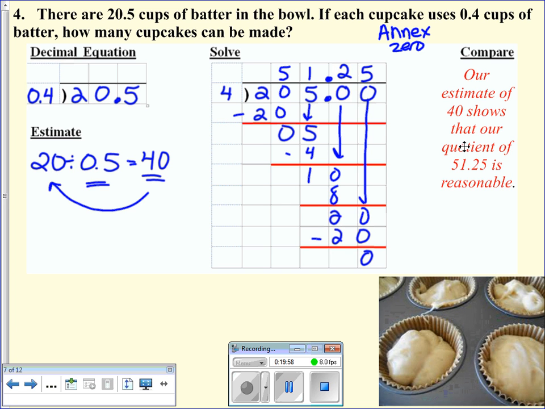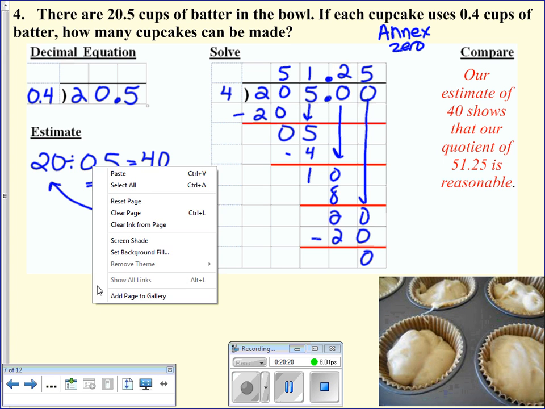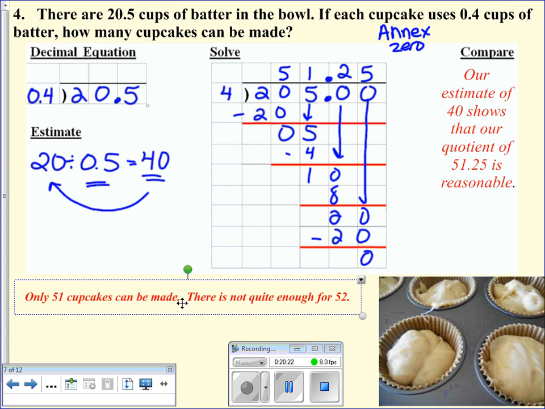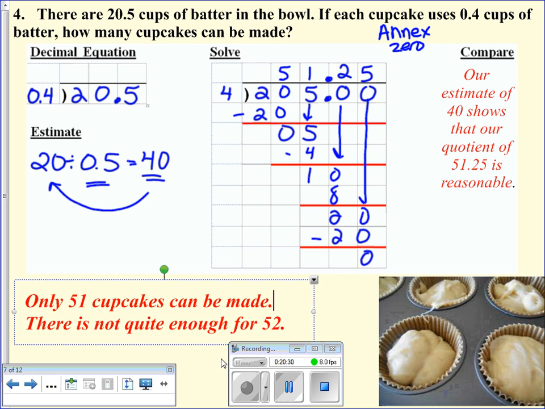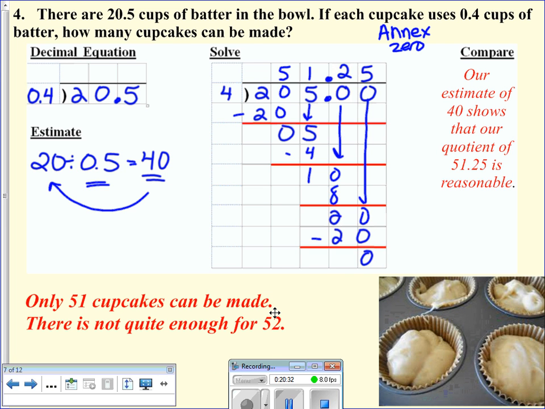But now let's answer the question. How many cupcakes? Can we make a quarter of a cupcake? It probably would burn in the pan because it's so much smaller than the other ones. So how many cupcakes can he make? 51 cupcakes. And then he would have a little bit of batter left over. Not enough for 52. Okay, so you want to think about that with that remainder that's left over. Is that enough for another cupcake?